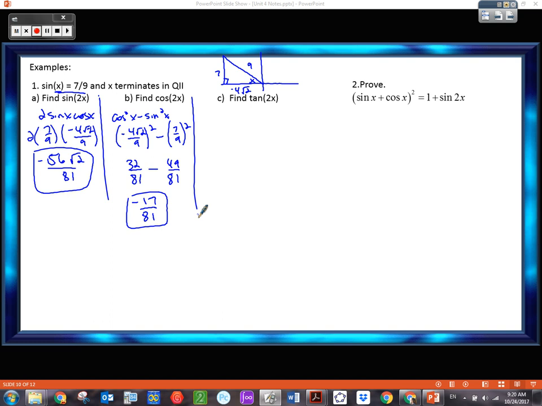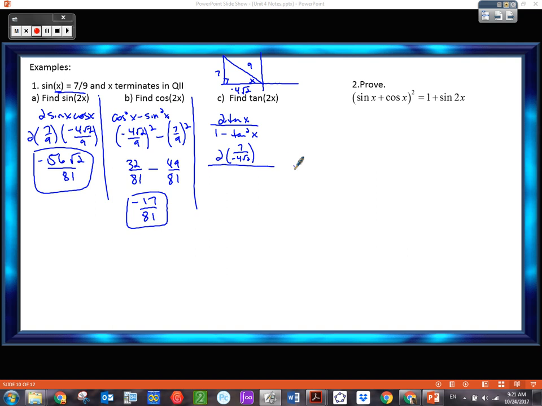Okay. Our third example involves tangents. This is a double angle for tangents, so we're going to write that formula down. We hopefully are starting to remember that. I know we just saw it a couple of seconds ago. So what is that? 2 tangent x over 1 minus tangent squared x. In this particular one, we're interested in tangent. Tangent, we know, is opposite over adjacent, right? Opposite over adjacent. So 2 times it will be 7 over negative 4√2.